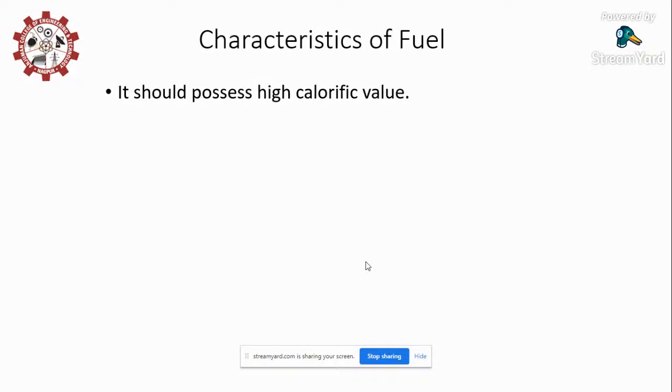What the fuel should have is, it should possess a very high calorific value. The higher the calorific value, the more will be the significance or importance of the fuel. Next, it should have a proper ignition temperature. What do you mean by proper ignition temperature? Ignition temperature is the temperature at which the fuel starts burning, or catches fire. So that should be proper. If it is too high, then it will be very difficult for us to burn the fuel. And if it is very low, it will be very difficult for us to store the fuel. So you should select a fuel which has a proper ignition temperature.